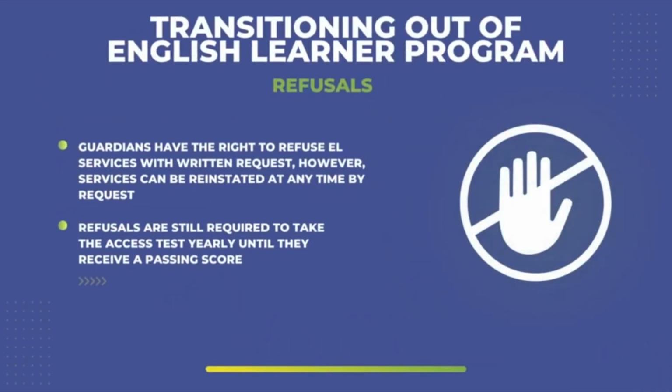There are various reasons that guardians may want or may not want their child to receive EL services. If a guardian does not want their child to receive EL services, it is within their right to refuse these services. They must make a written request to discontinue services. Services can also be reinstated at any time if the family changes their mind. Even when a student with a refusal does not get English language services, they are still legally required to take the Access test annually until obtaining a qualifying exit score.